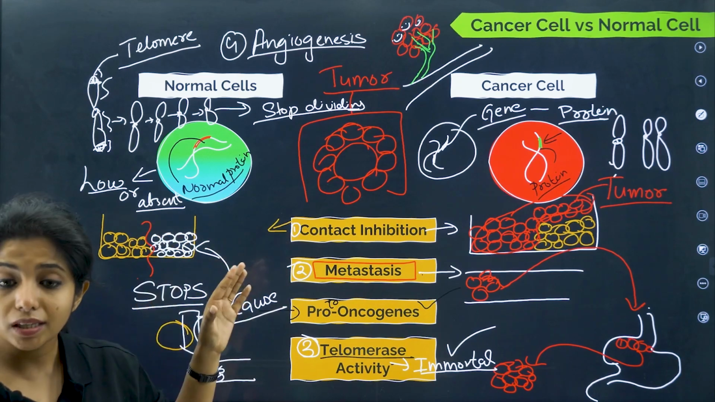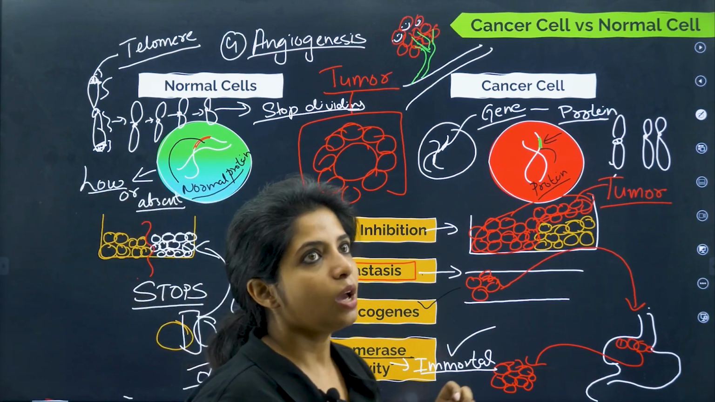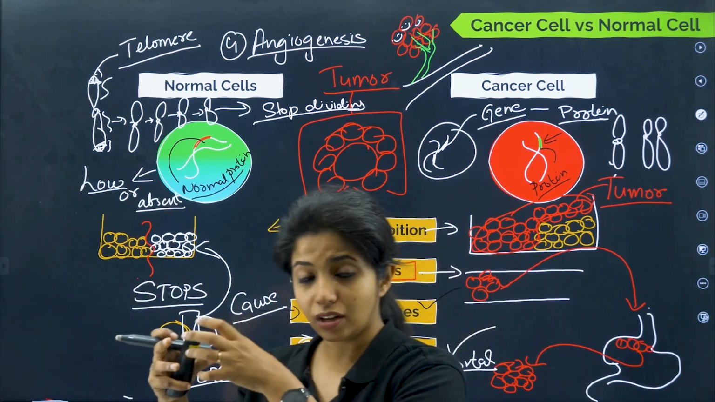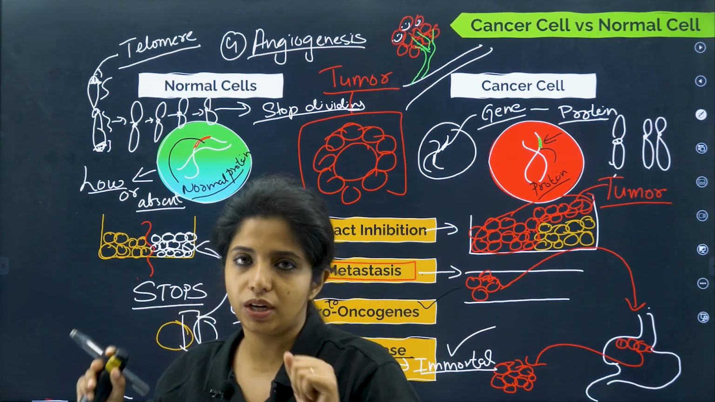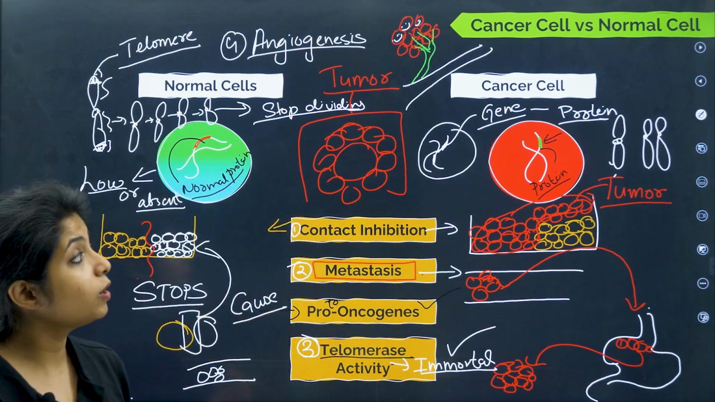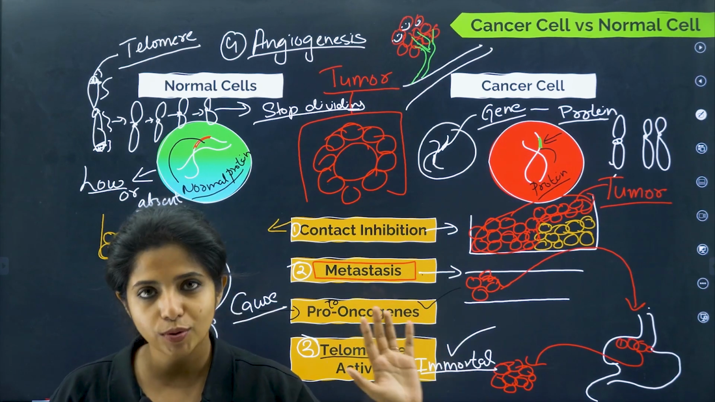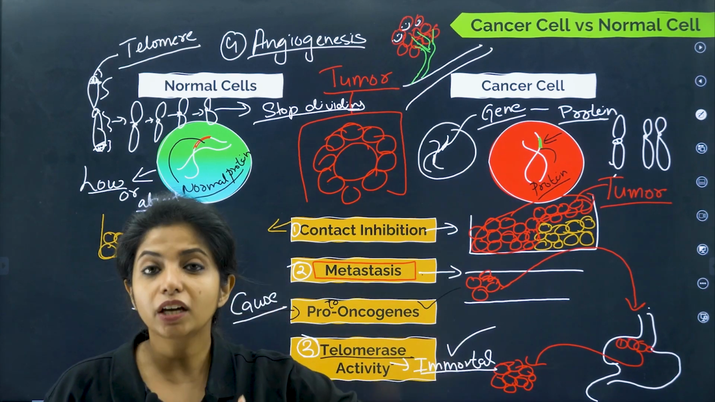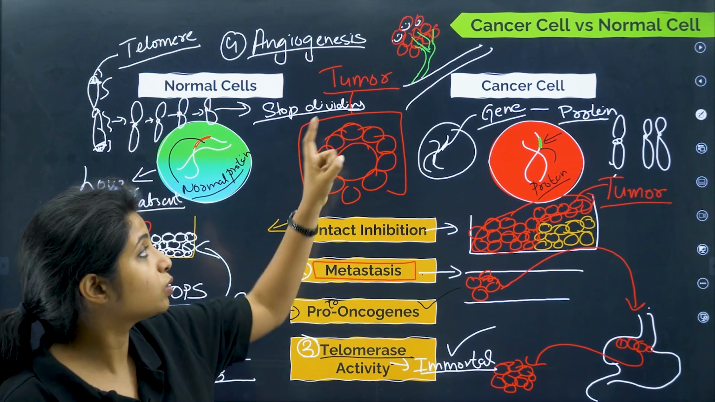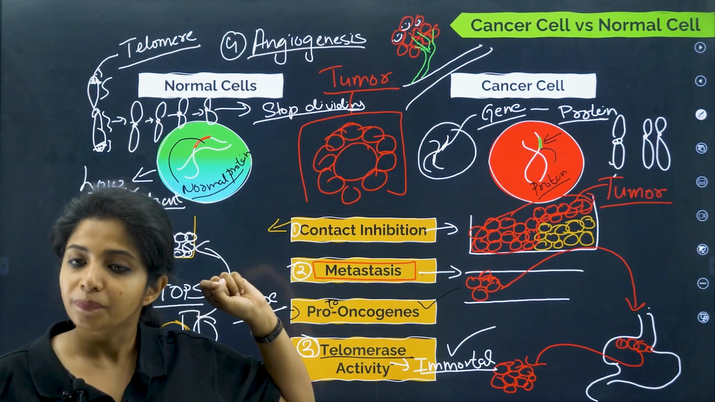Normal cells basically show contact inhibition. What do you mean by that? When they come in contact with another normal cell which is dividing, they stop their division there. Whereas cancer cells are like, we are not going to listen to anything, we are just going to divide. And when they divide, they form a mass of cells which is known as what? Tumor, children. It is known as tumor.